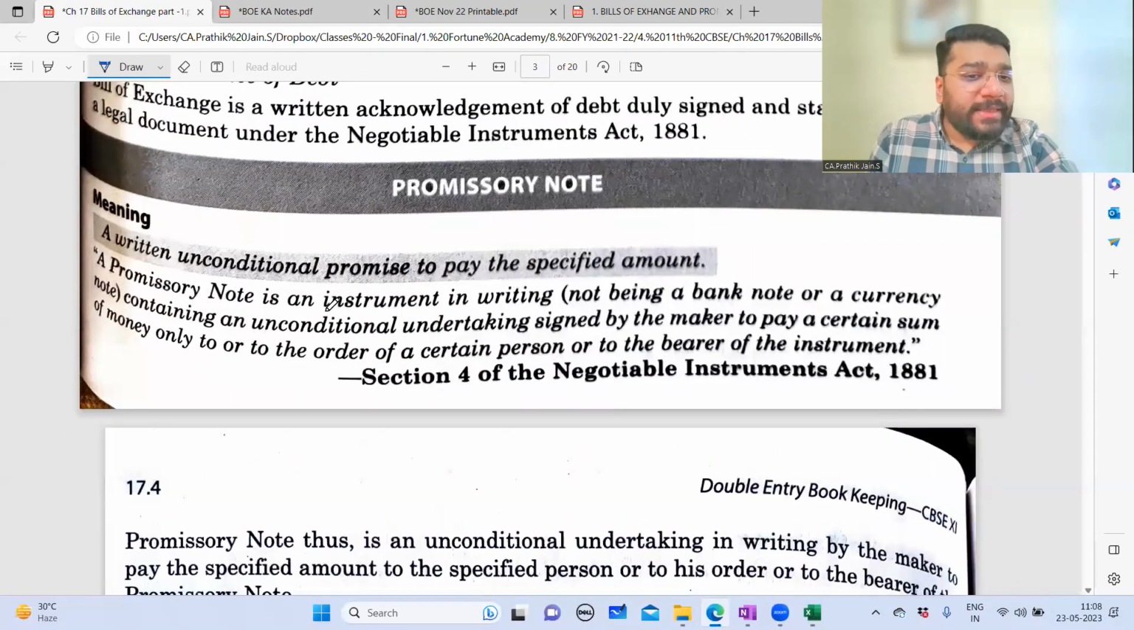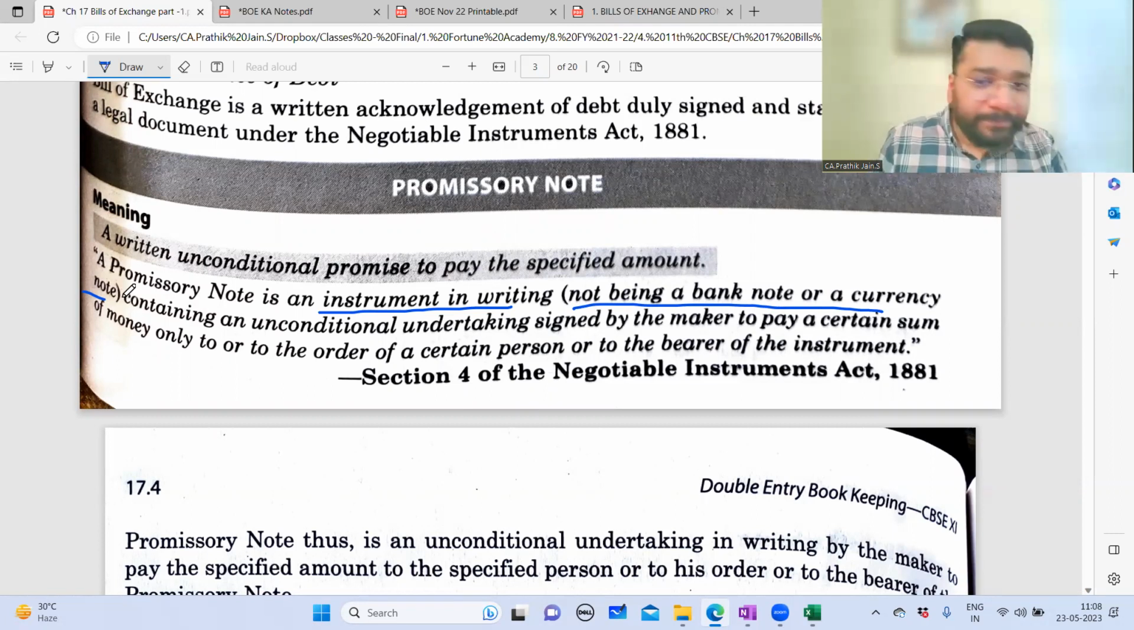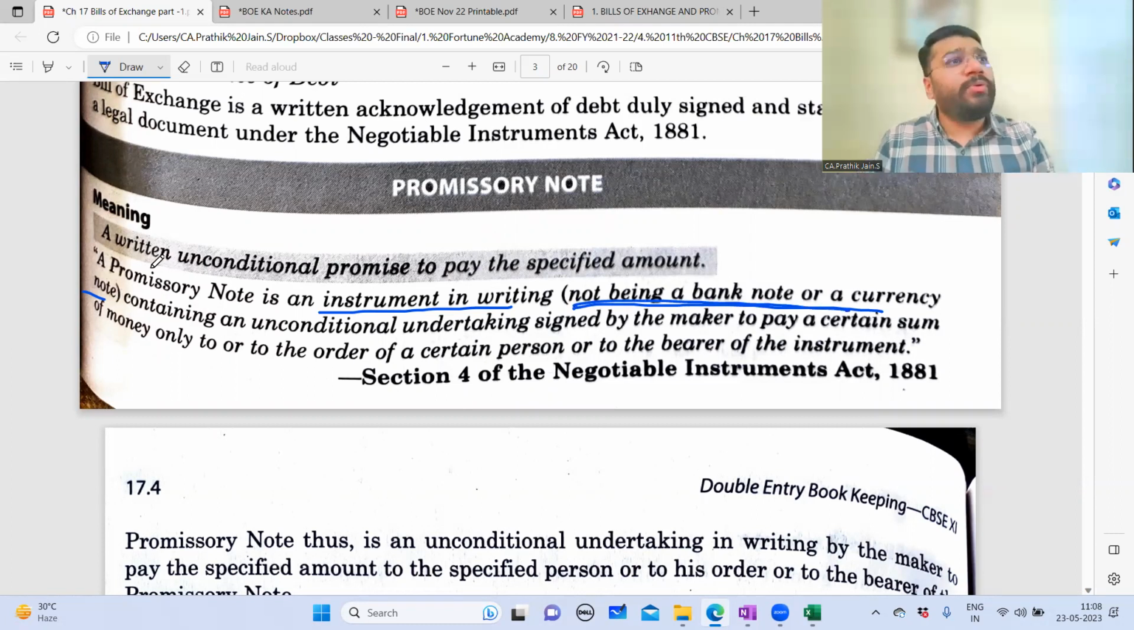A promissory note is an instrument in writing, and that should not be on a bank note or a currency note. You cannot take a 2,000 rupee note and write behind it, I promise to pay you. No. You cannot write on any legal currency or tender of the country. You can take any other piece of paper, any other stamp paper, and write it, but not on the currency note. So it is an instrument in writing containing an unconditional undertaking.